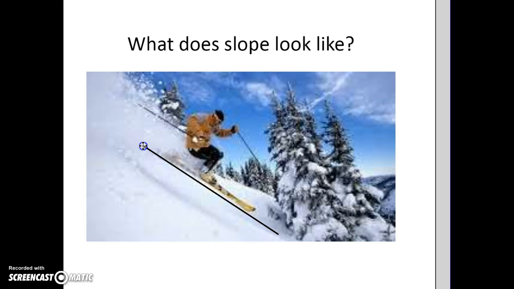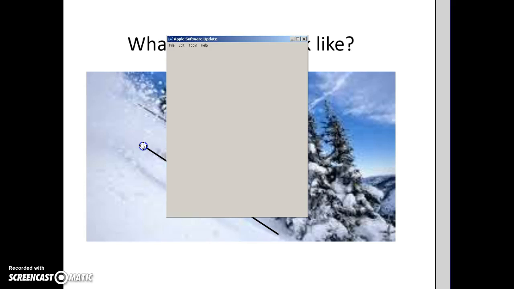And in this case, he's going downhill. So from left to right, the guy is skiing down the hill. We very rarely see people skiing uphill. This slope would be a negative because it's going down.